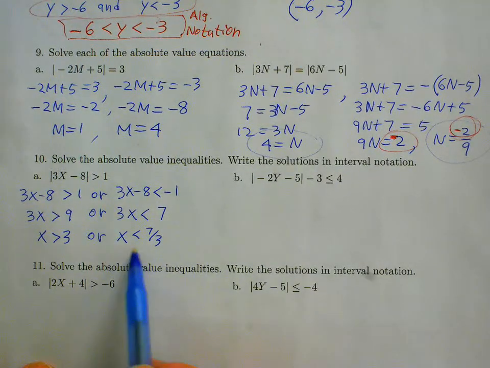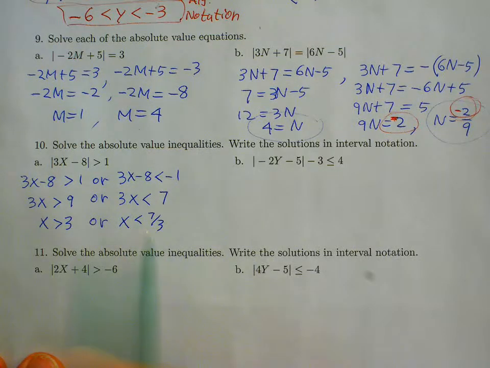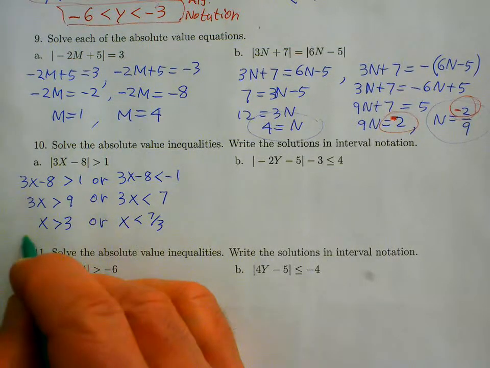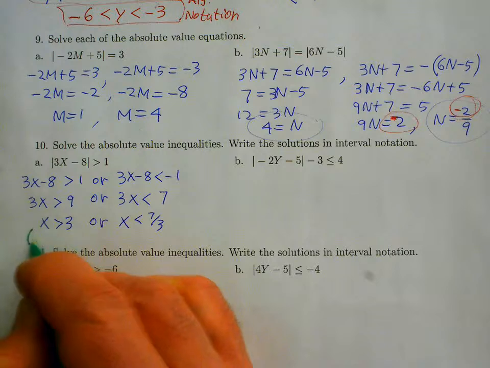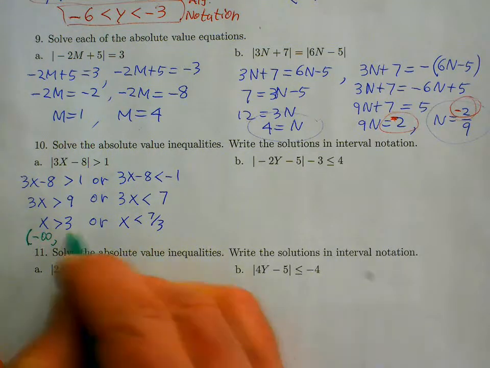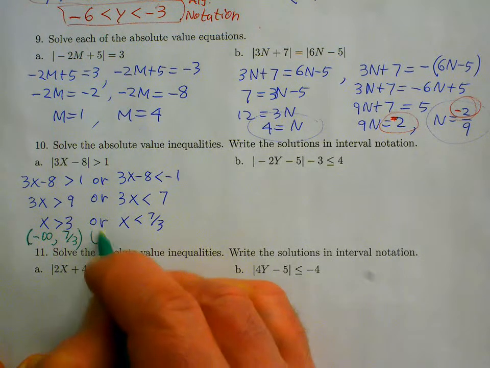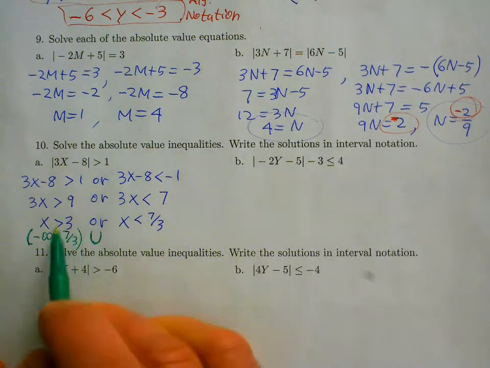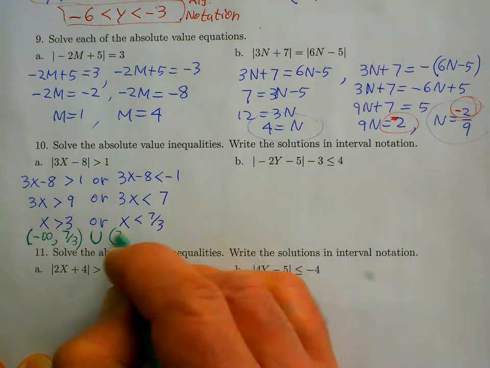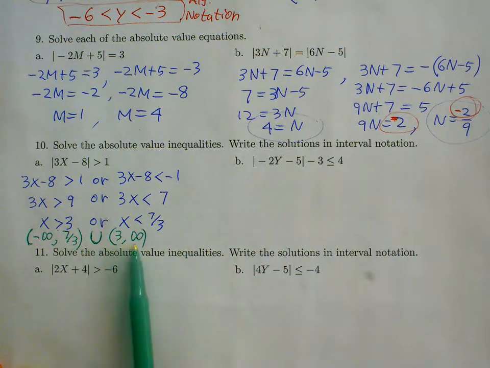Okay, so the interval notation for this, if I write the x less than 7/3 first, we have negative infinity, comma, 7/3, parenthesis, and then union. X greater than 3 means parenthesis 3, comma, infinity. So this is the interval notation.